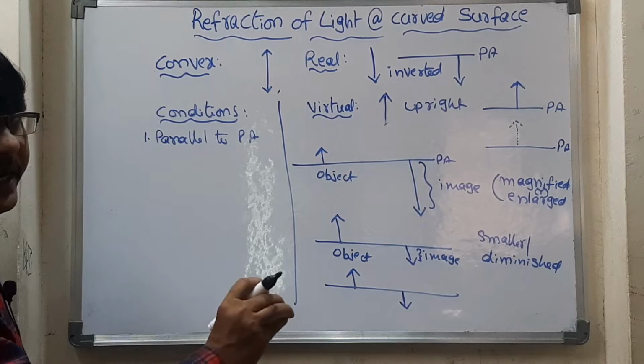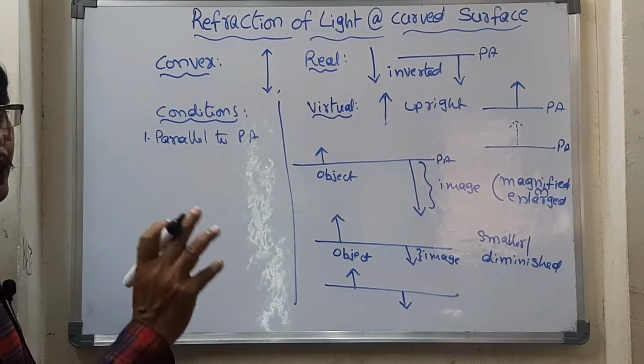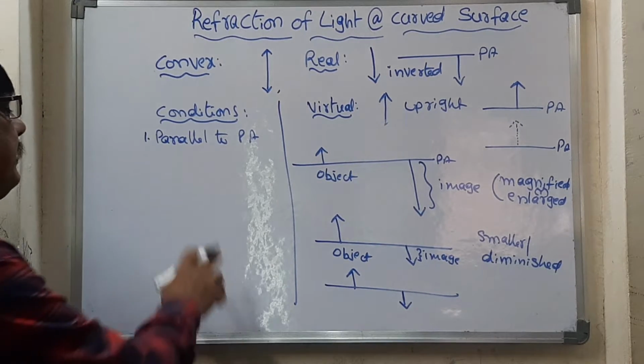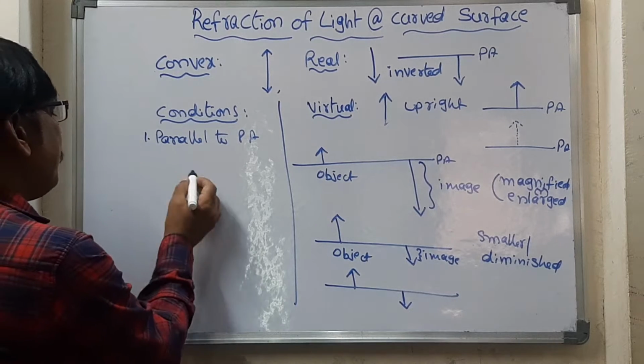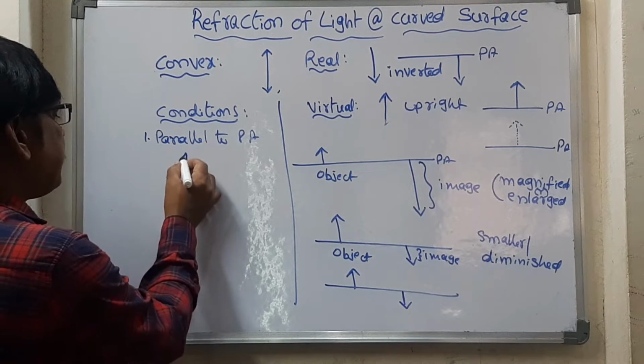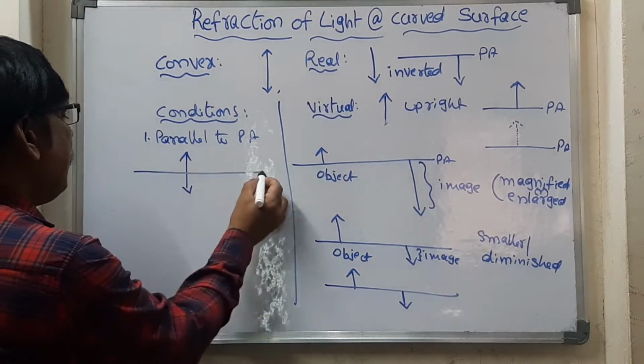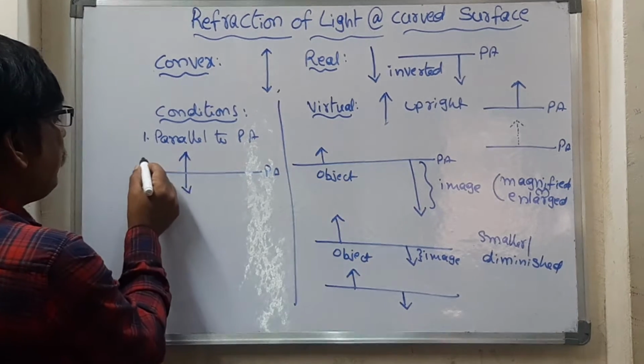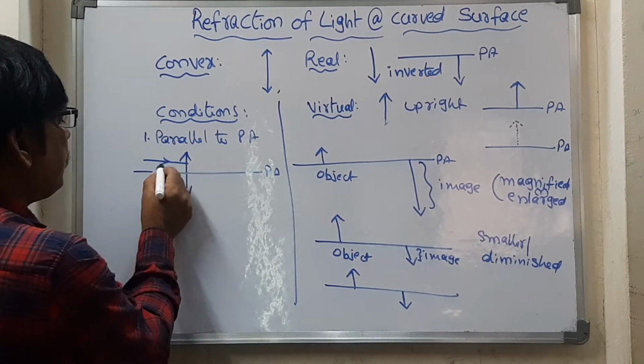For drawing a ray diagram, how many rays should we take? Two rays we should take. That is the first ray. The first ray should be parallel to the principal axis. And now let us take one example. This is a lens, and this is the principal axis, and the first ray should travel parallel to the principal axis.